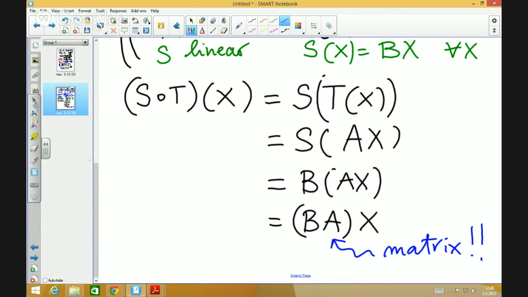Because look at what we found out. If you want to figure out what S composed with T applied to X does, multiply X by the matrix B times A. And this works for every X. This means that B times A is the matrix that induces the composite transformation.